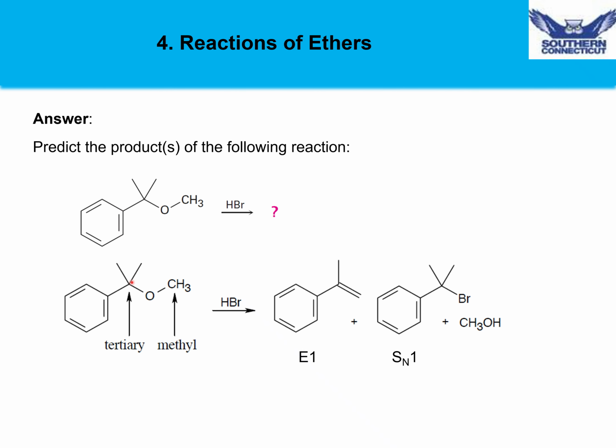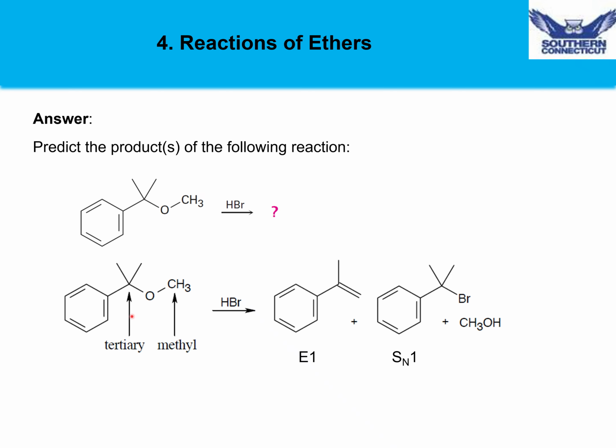Both of those characteristics make this carbon very likely to be eliminated as a carbocation when we add HBr. So by adding HBr, we eliminate this carbon as a carbocation, which then gets attacked by the bromine to form this product that you see here, the SN1 product. The rest of the molecule, which includes this oxygen, the methyl group, and the hydrogen that was picked up from HBr, will be eliminated as methanol.